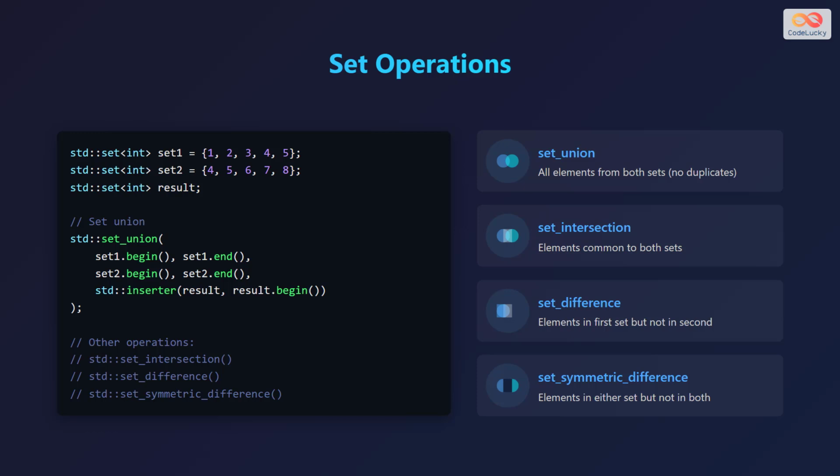Similarly, you can find the intersection, difference, and symmetric difference of two sets using std::set_intersection, std::set_difference, and std::set_symmetric_difference, respectively. Each of these functions requires similar arguments: the beginning and end iterators of the input sets, and an inserter for the result set. These operations enable powerful set manipulations in C++.